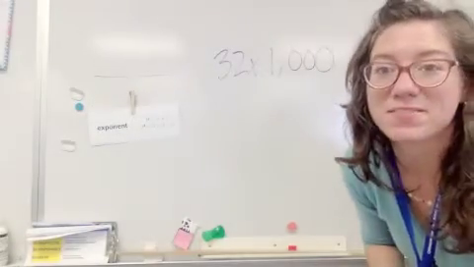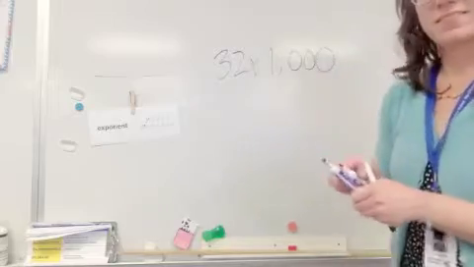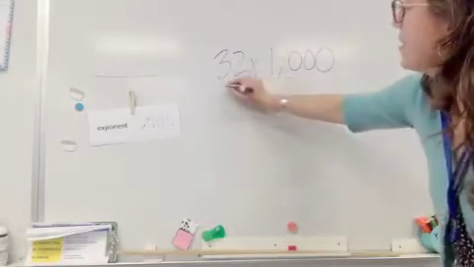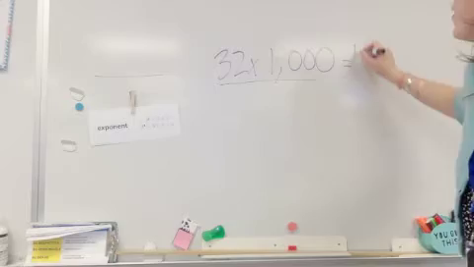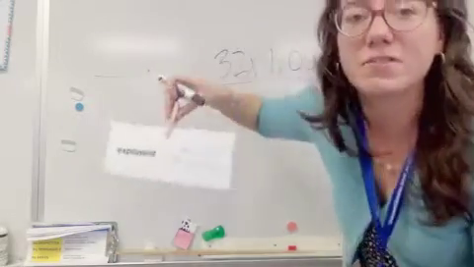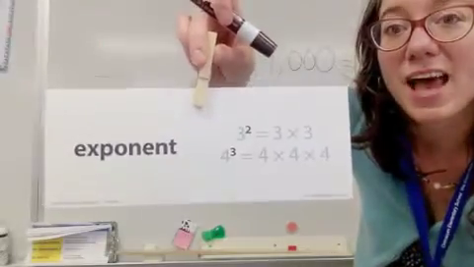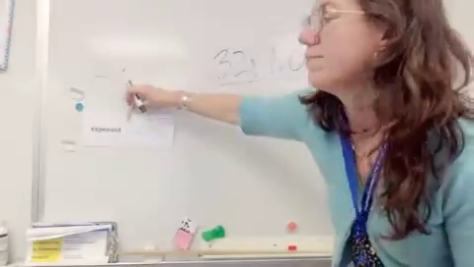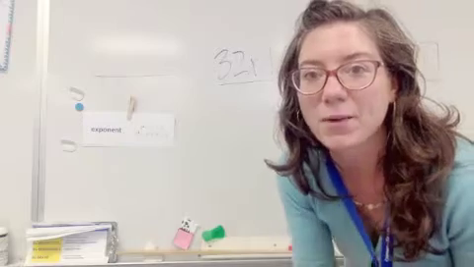Please take a minute to solve this one, my friends. 32 times 1,000. And then once you've solved it, I want you to write it differently using exponents. Pause anytime, then come back when you're ready.